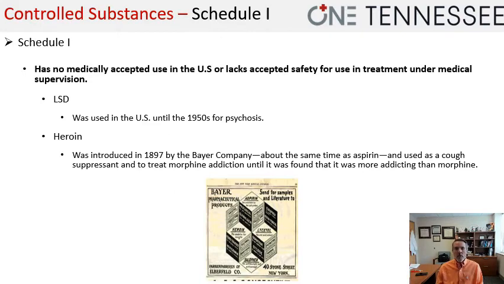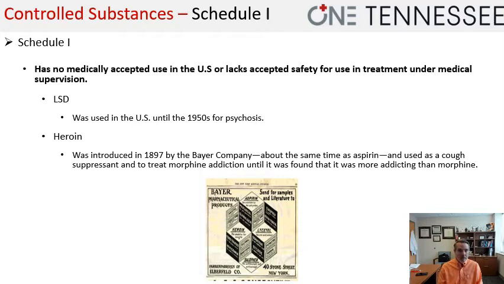So we'll start with Schedule 1. The lower the schedule, or the lower the number, the more prone to misuse and abuse. So Schedule 1 drugs have no medically accepted use in the U.S. or lack accepted safety for use in treatment under medical supervision. Those are things like LSD and heroin. While LSD is being used in some clinical trials to treat PTSD, there's not a whole lot of research behind its medical use, and it's still a Schedule 1.